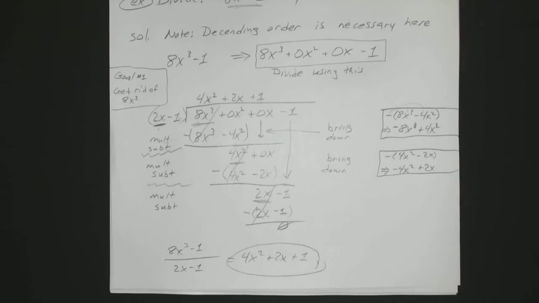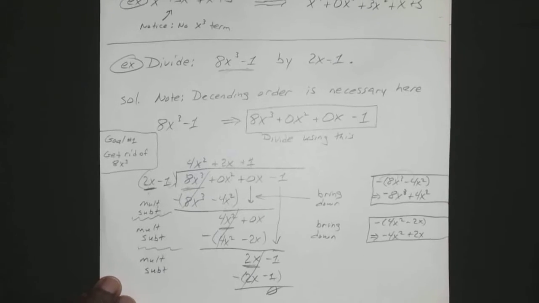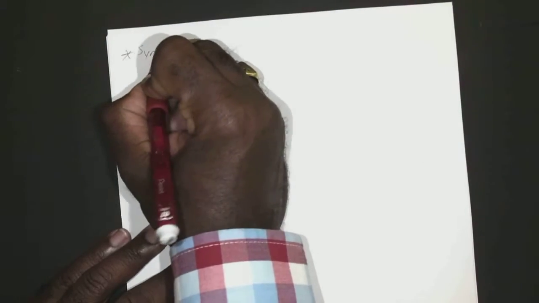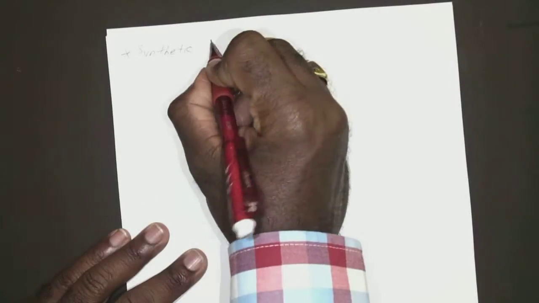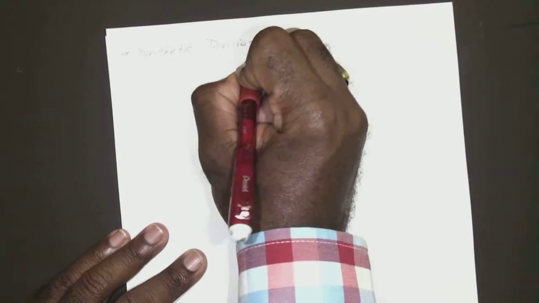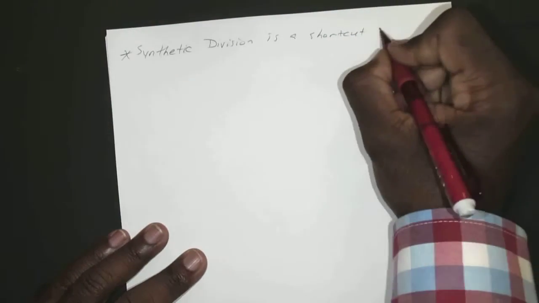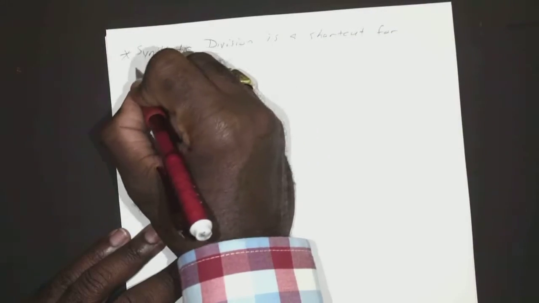All right, looks like everyone's done writing. Okay, so now we're going to do what they call synthetic division, which is just a faster way to divide polynomials, but it only works in certain circumstances. It doesn't work for every polynomial. Okay, so synthetic division is a shortcut for long division of polynomials.